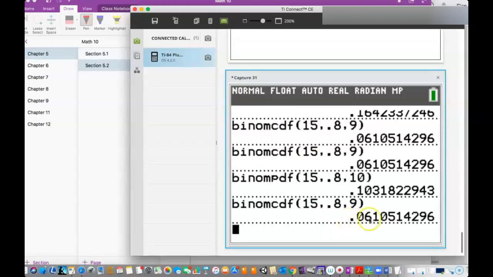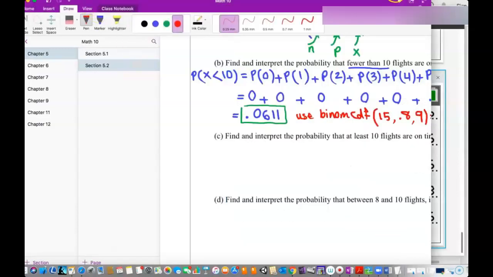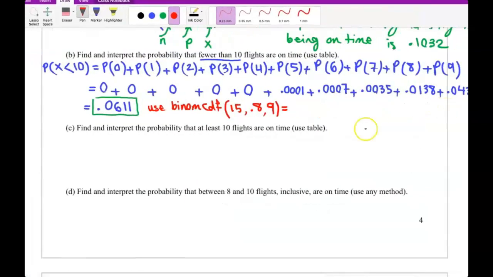Here my answer is 0.06105. Rounding that, we have 0.0611. So exactly the same answer. Sometimes you may see that you don't have exactly the same answer. That's fine because calculator is better to find the answer, and the tables may not be updated. So the answer, rounded, is 0.0611.